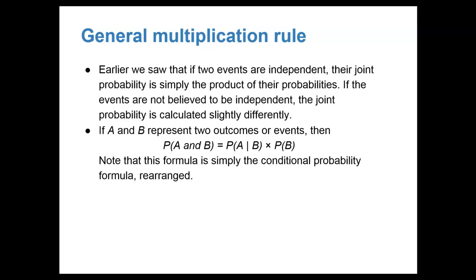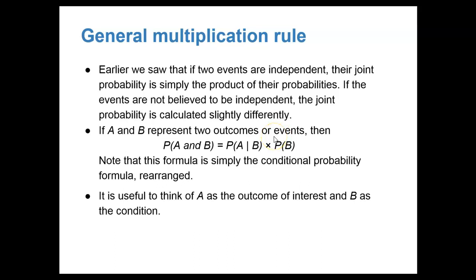So if A and B represent two outcomes or events, then the joint probability of A and B is equal to the probability of event A given event B times the probability of event B. Notice that what this is saying is the joint probability is equal to the conditional probability of A given B times the marginal probability of B. This is nothing more than the formula that was given a couple of slides ago, rearranged. It's useful to think of event A as the outcome of interest and event B as the condition.